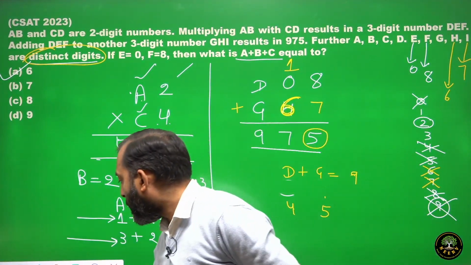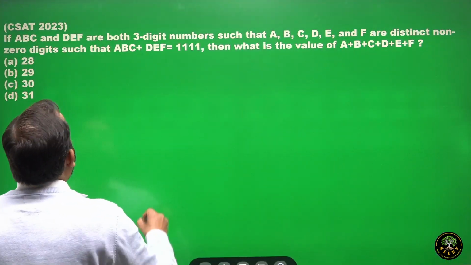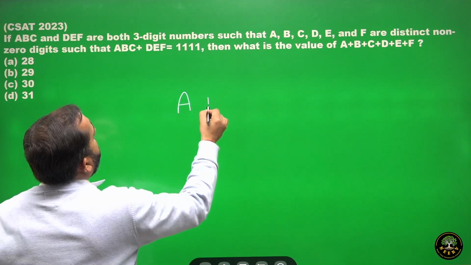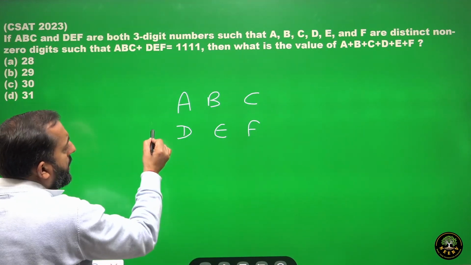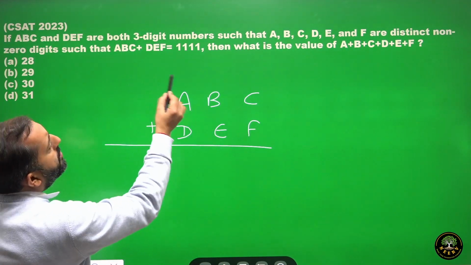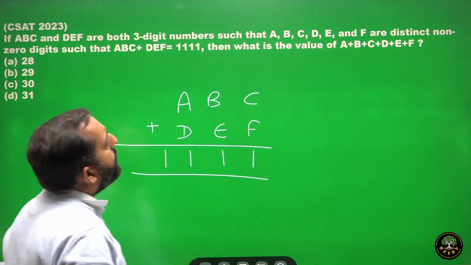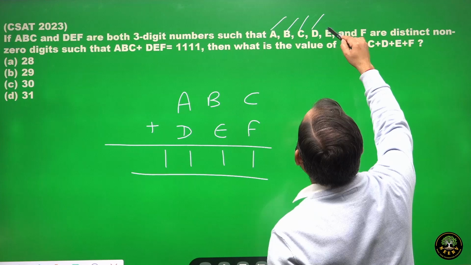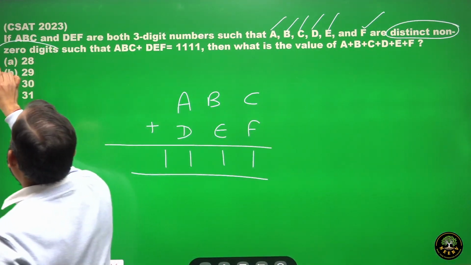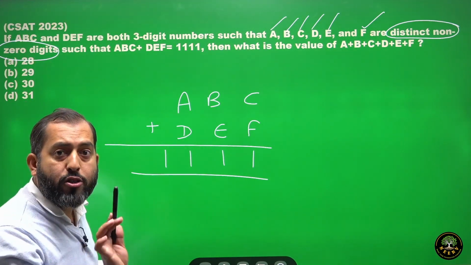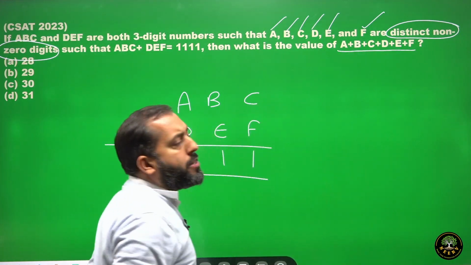Now let's move on to the next question. It says, if A, B, C, a 3-digit number, is added to D, E, F, another 3-digit number, the result is 4 times 1. Apart from it, A, B, C, D, E and F are distinct non-zero digits. Non-zero digits. Then what is the value of A plus B plus C plus D plus E plus F?